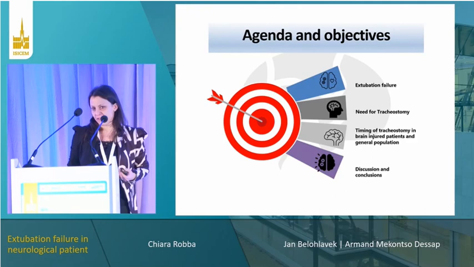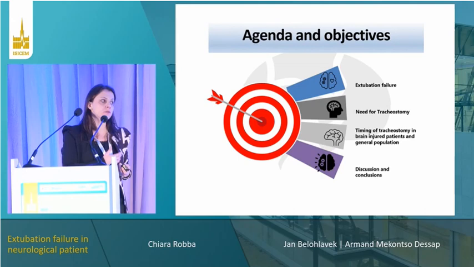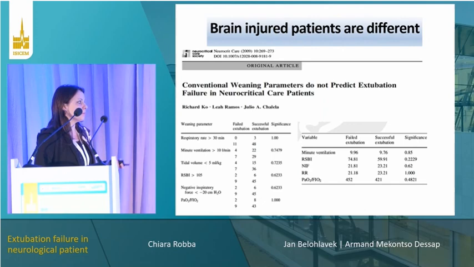And then we will discuss together the need and indication for tracheostomy, not just after the extubation failure, but in neurological patients, where you will see that there are a lot of issues related to the prognosis of these patients and the timing of the tracheostomy, which is still a burning point.